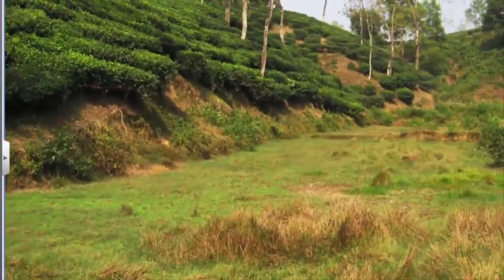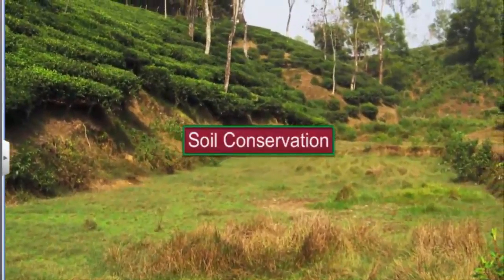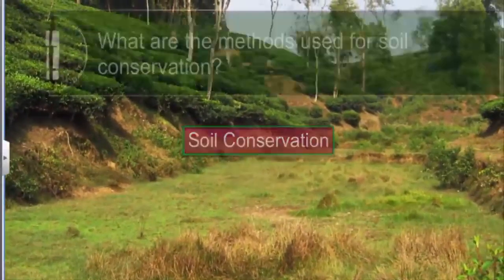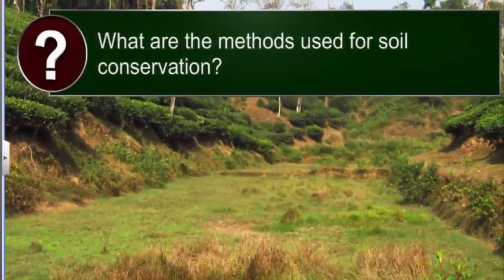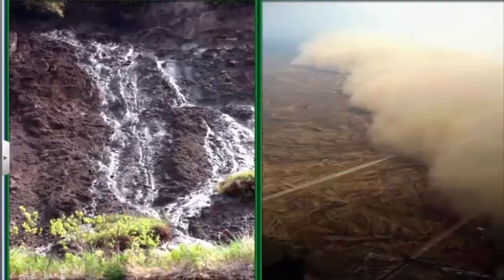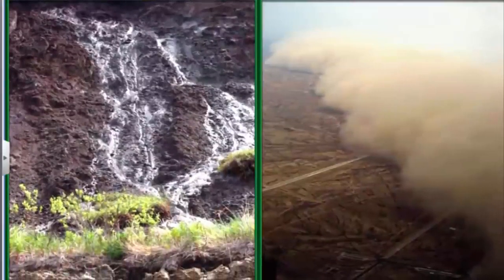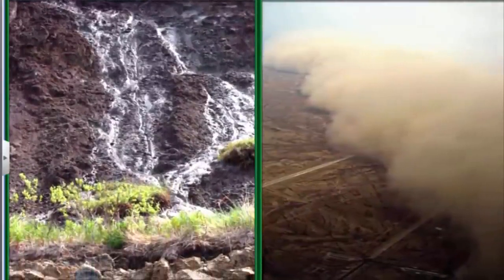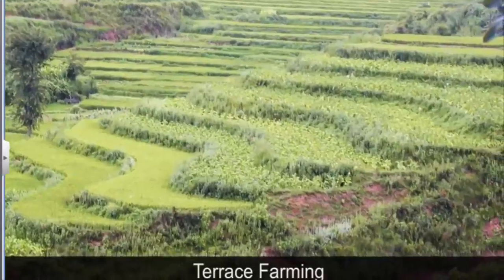The prevention of soil erosion is called soil conservation. Most methods of soil conservation aim to reduce the speed of running water and wind over land to reduce soil erosion. One way to conserve soil in mountainous regions is terrace farming. This involves cutting terraces along a slope.